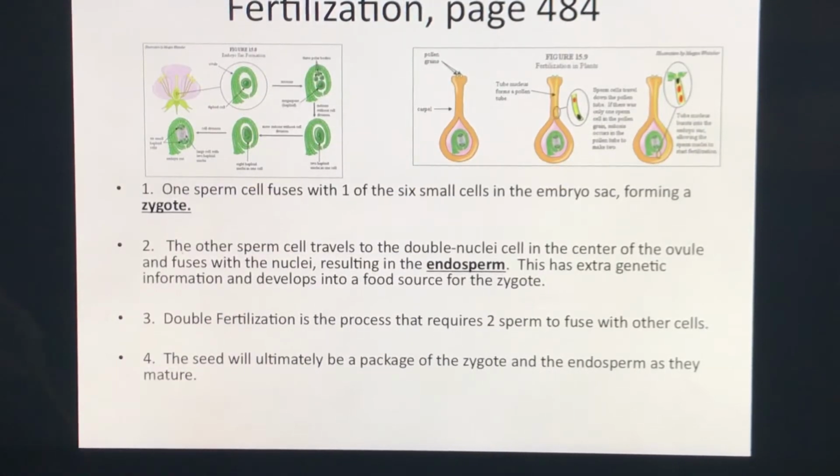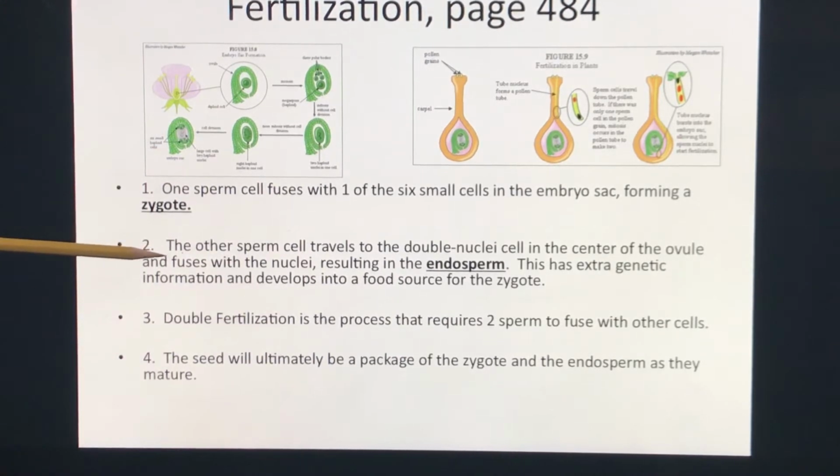Okay, so remember we had the two sperm. One of the sperm cells fuses with one of, remember these 6 small cells here that were formed in the embryo sac? Well, one of the sperm fuses with one of those small ones, and that will form the zygote. So that's basically the part of the plant that's going to grow into an embryo.